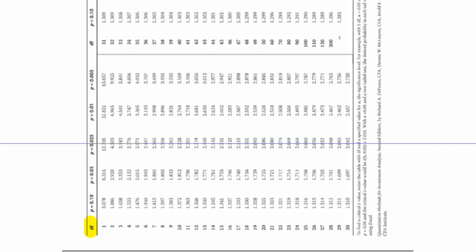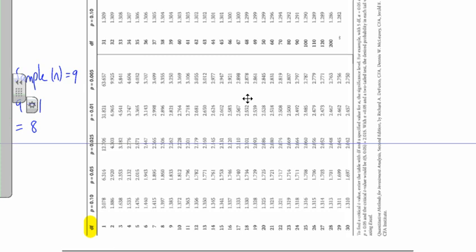Remember what we said, our sample size, let's just write that out for you. My sample, my little n, was equal to 9. Remember, we go 9 minus 1. I'm going to be working on 8. Is everybody comfortable? And then what did we say? Same story, guys. Nothing changes.